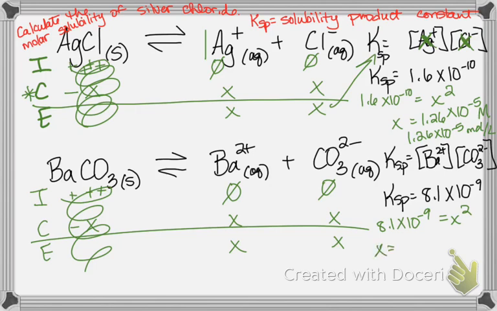And X is the value of the molar solubility. So we just have to take the square root of 8.1 times 10 to the minus 9. And so the molar solubility for barium carbonate is 9 times 10 to the minus 5 moles per liter. It's important that you include your units on that. Okay, the KSPs do not have units, but molar solubilities do.